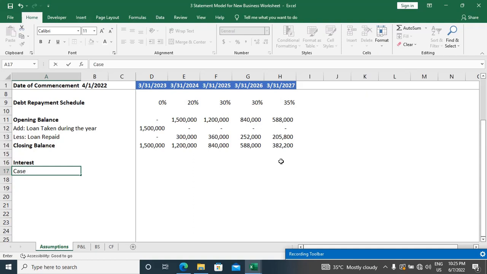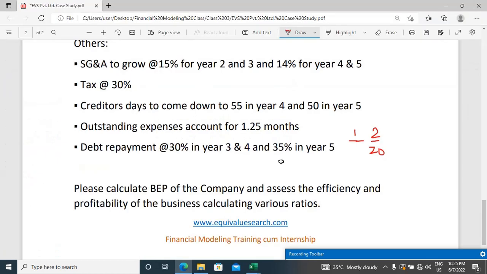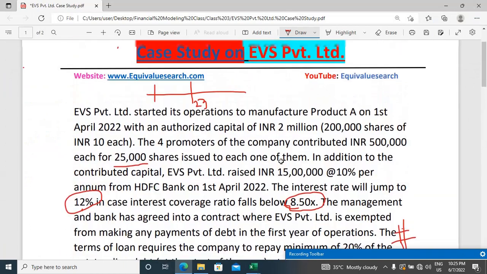In the first case, you have one particular case here. And in the second case, that is case B, you have another case. Those are the cases where if your interest coverage ratio comes below 8.5x, then a different interest rate applies. If it stays above, then a different interest rate. Let us look at it now.